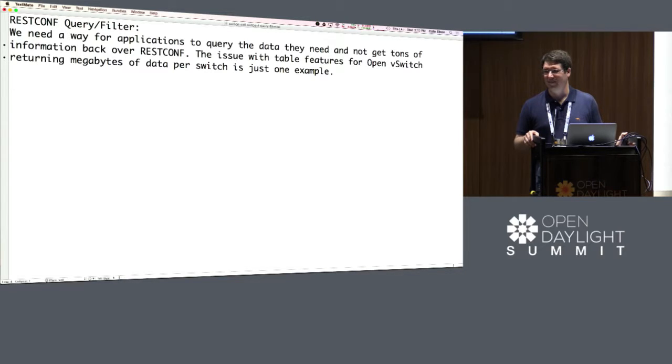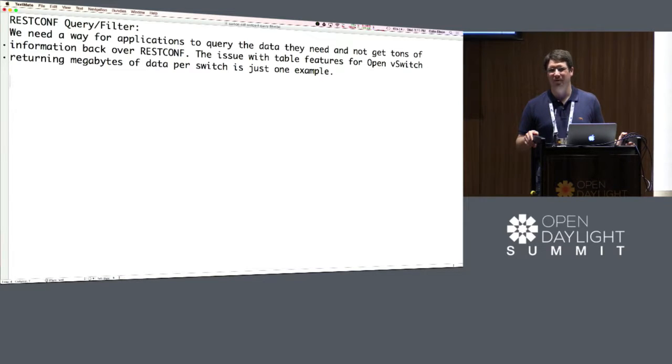I've heard this a lot, both internally at Brocade and from others, that having some kind of querying or filtering support over RESTCONF, since RESTCONF is the API that most people end up using to program OpenDaylight, would be really, really nice. I have some ideas about how you might implement it and where you would put it. You could use XPath queries, or simple regex queries over the path.